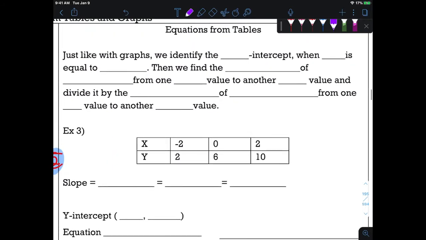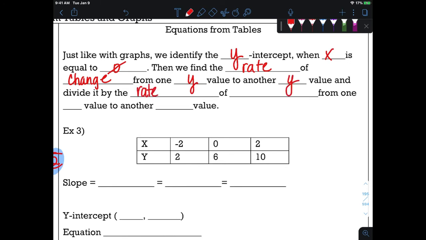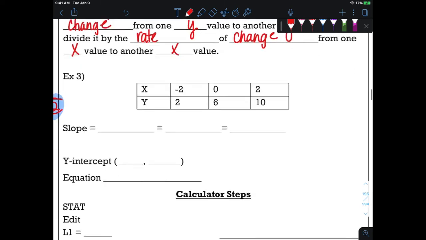Okay, so we can also get equations from tables. Just like graphs, we first identify the y-intercept when x is equal to 0. Then we find the rate of change from one y value to another y value and divide it by the rate of change from one x value to another x value. Okay, so here they gave us a table, right?